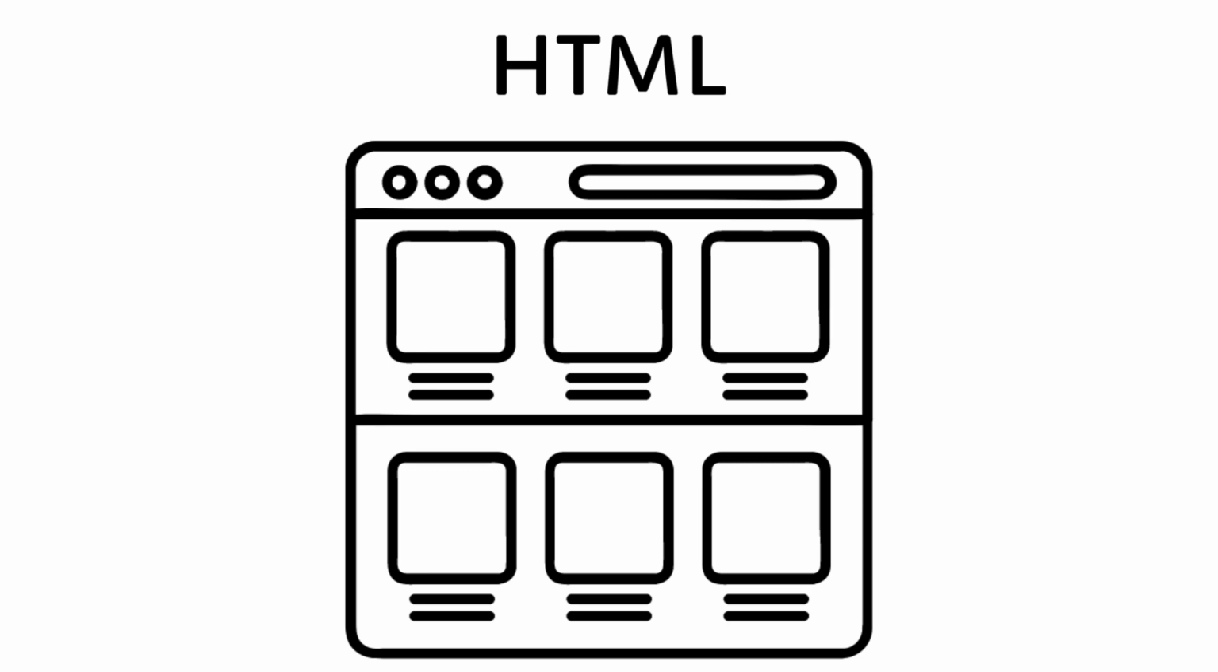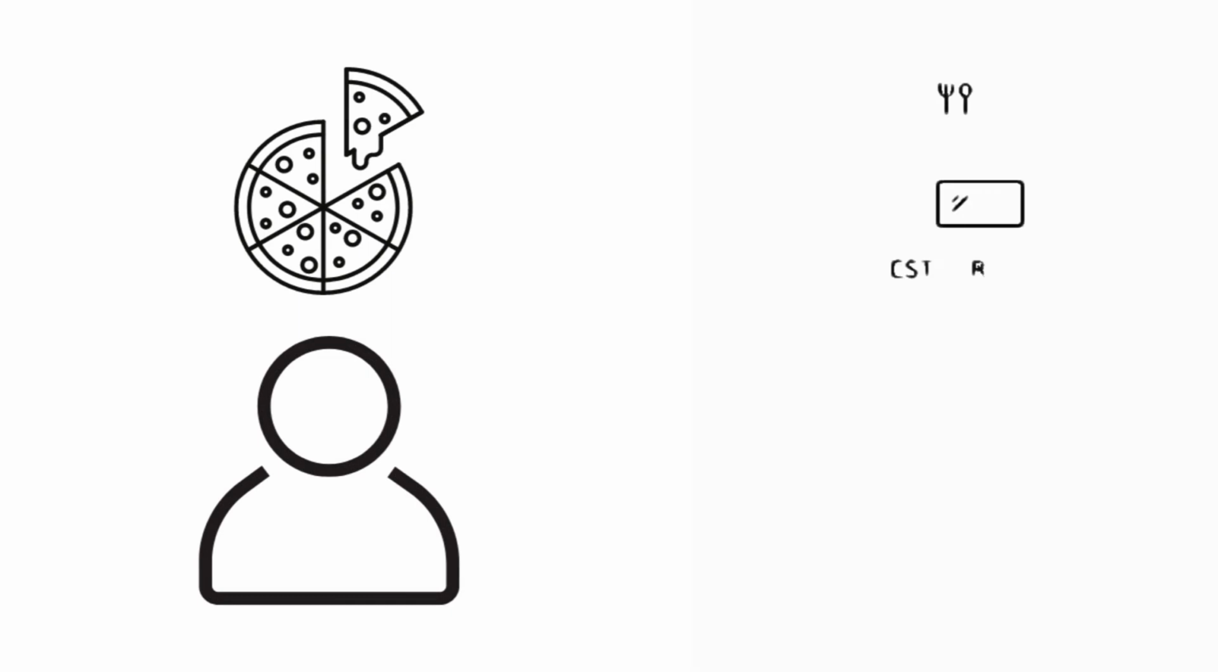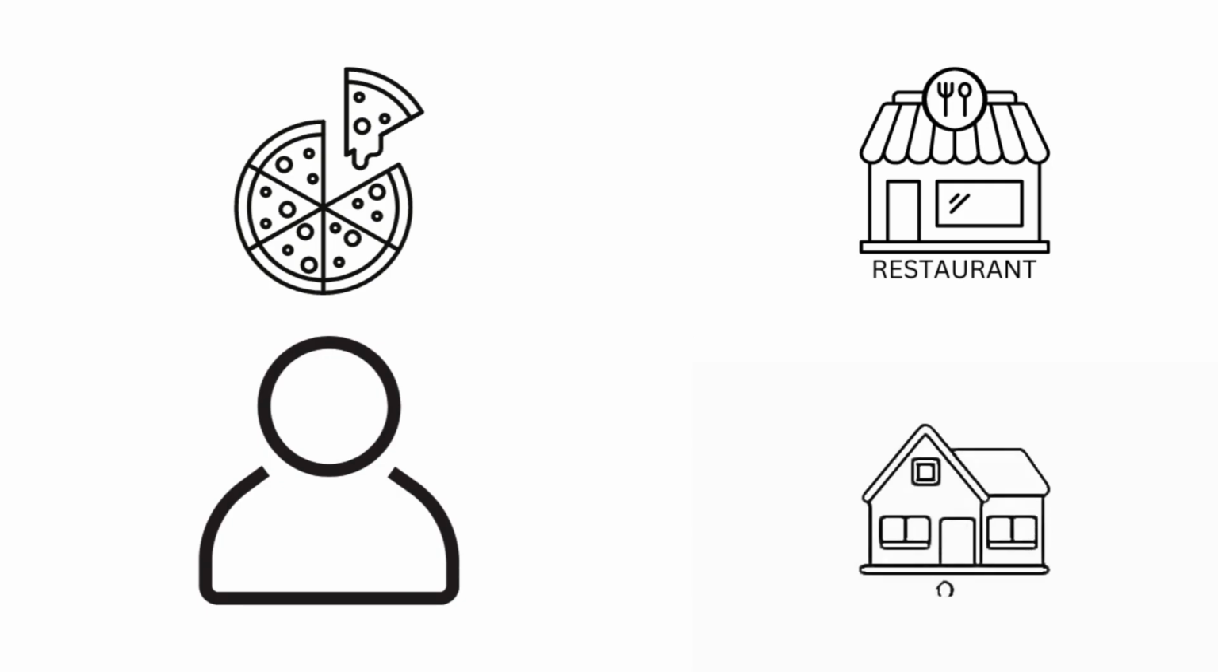Let's break it down with a simple example. Imagine you're craving a delicious pizza. What do you do next? Option 1, you could order a pizza from your favorite restaurant. They'll take care of everything, from preparing the dough to adding your favorite toppings, and then deliver it piping hot to your doorstep. Option 2, you could choose to make the pizza yourself at home. This means heading to the store, buying all the ingredients, rolling out the dough, and popping it into the oven.